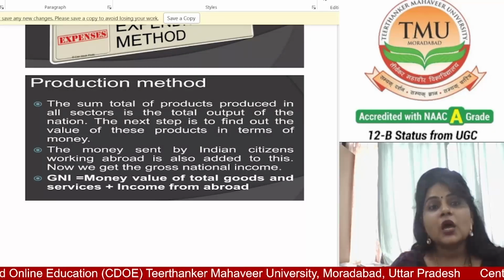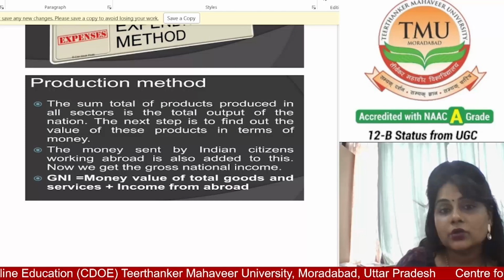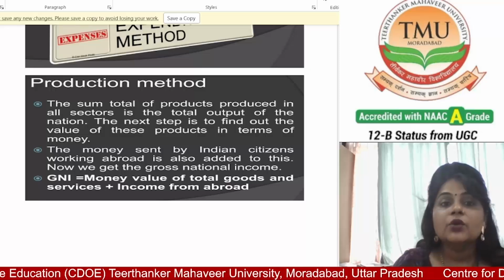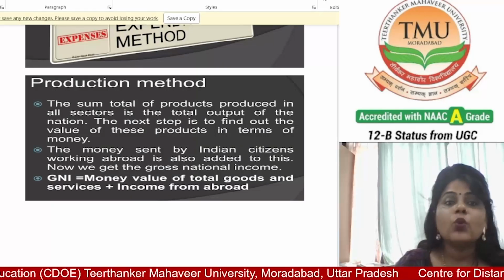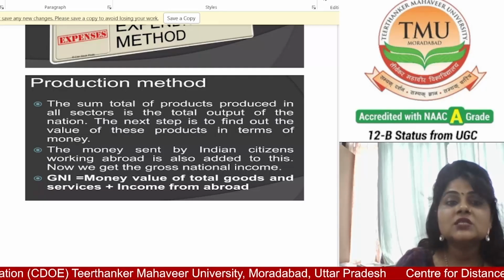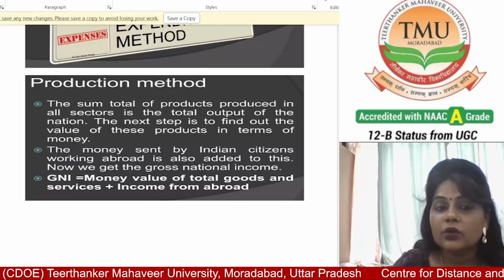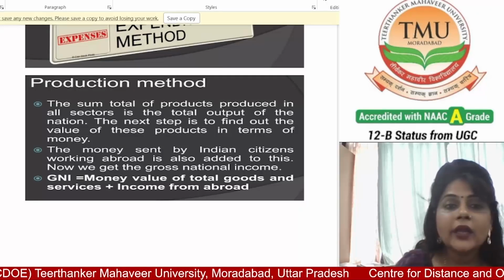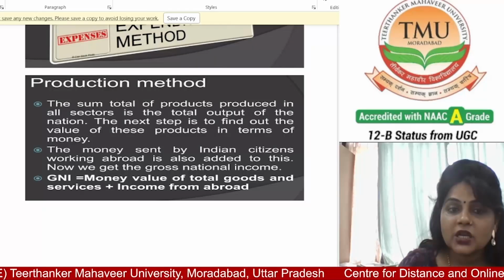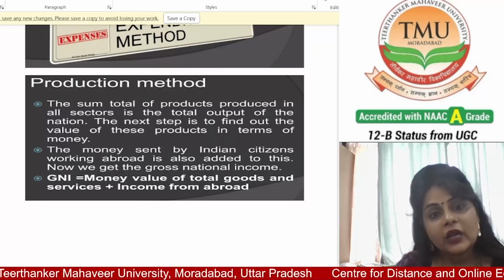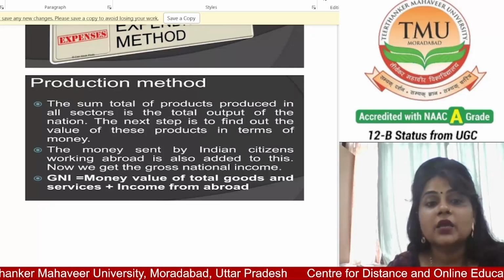Value added refers to the addition in the value of raw materials or intermediate goods by an organization during the production process. Calculate the national income through the value added method. The difference between the value of output and the value of intermediate goods is taken. The value added method is the most commonly used method to estimate national income as it avoids double counting, which is a major error while calculating national income.